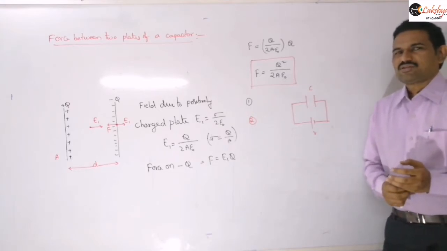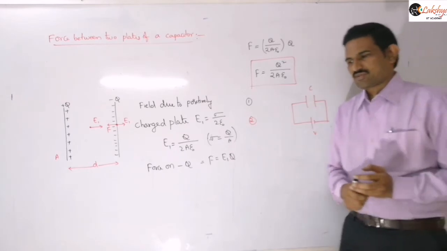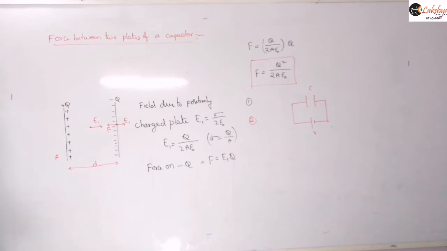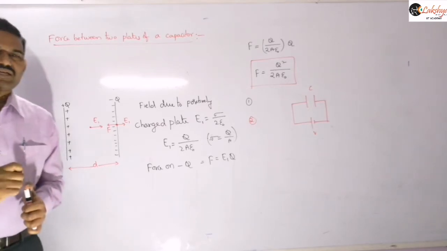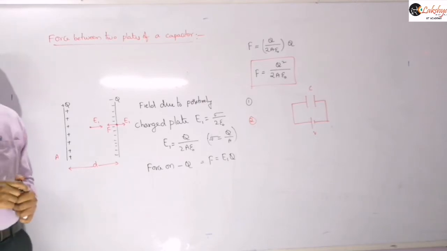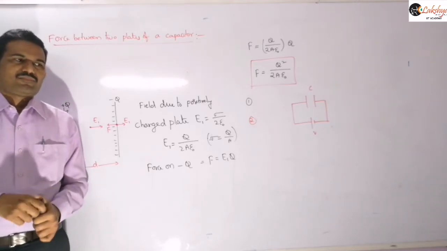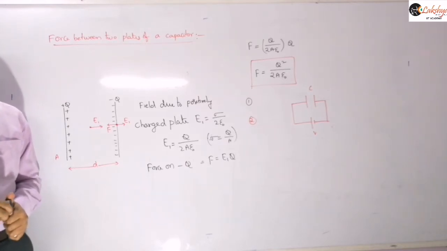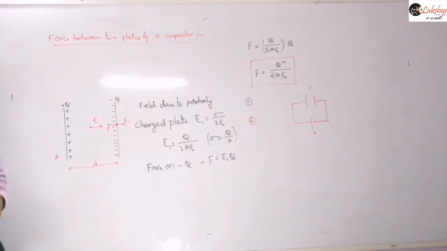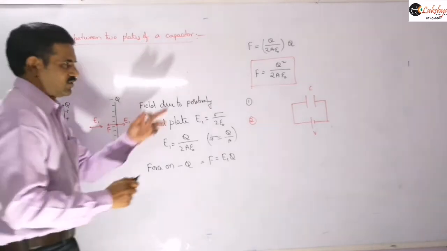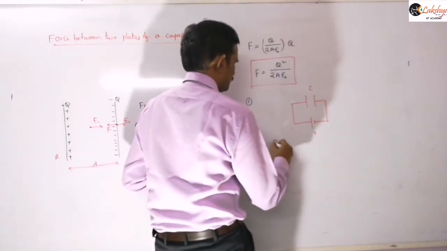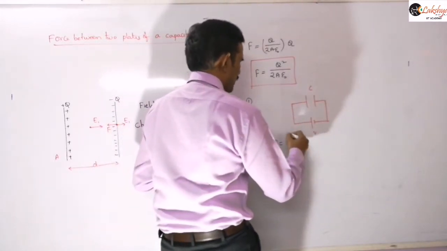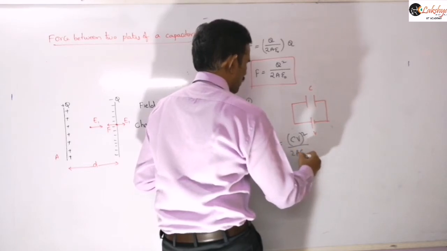when the potential difference between the two plates remains constant, that is, when the battery remains connected to the capacitor, the force between the two plates can be expressed as F equal to, the Q value I can replace as CV, whole square by 2A epsilon naught, right?